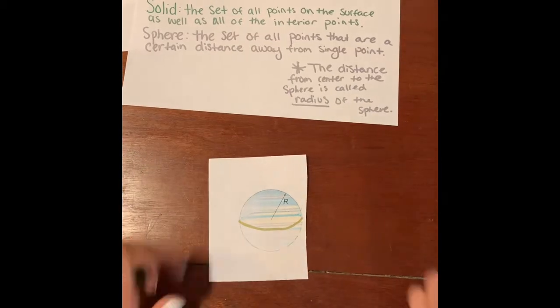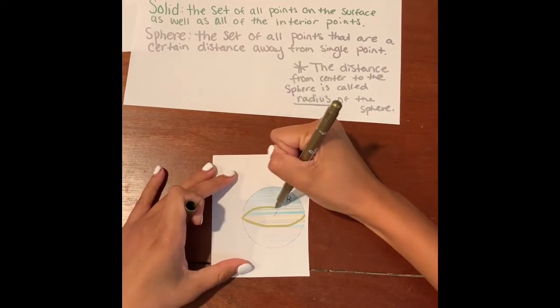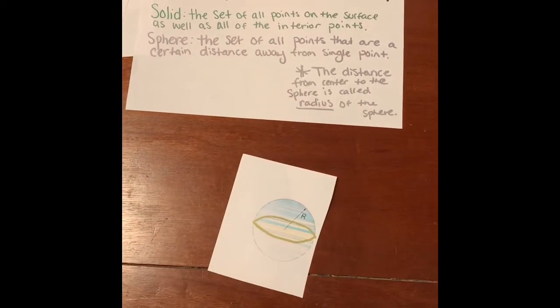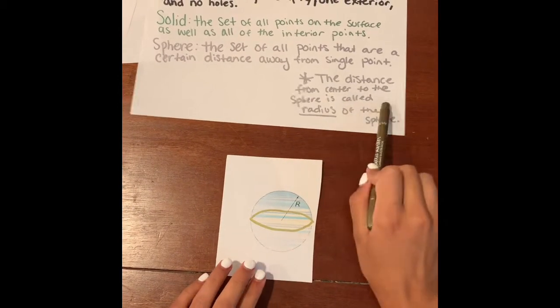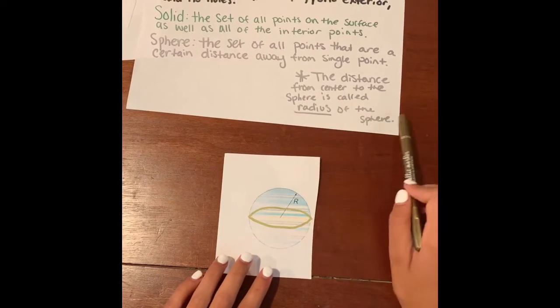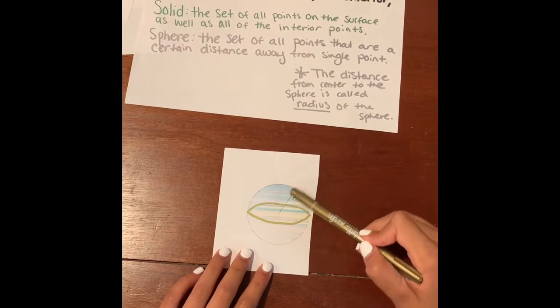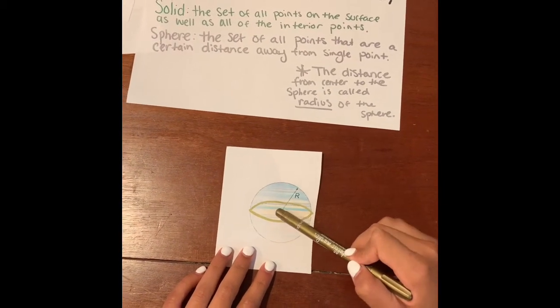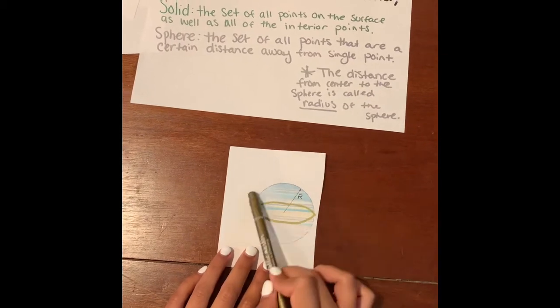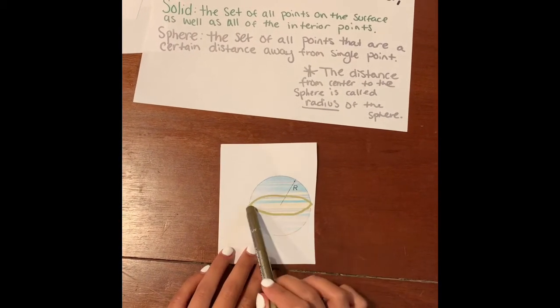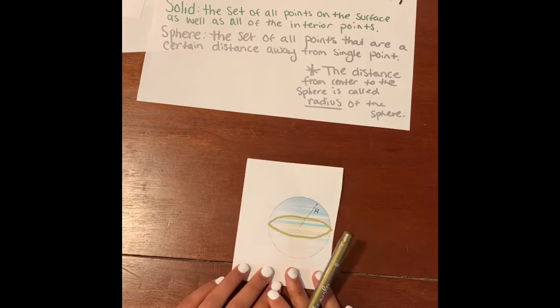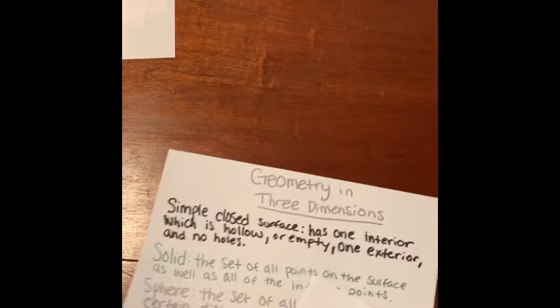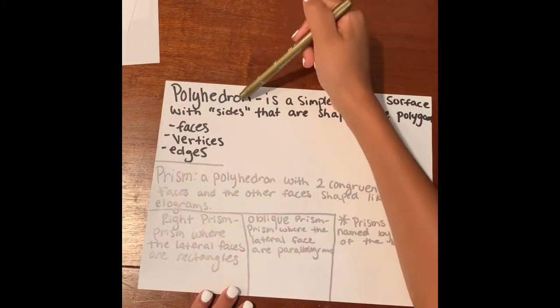Obviously, you can't see it well, but it's a 3D shape. The distance from the center to the sphere is called the radius of the sphere, which is this little part. It means the amount of distance from here to there. And this is just a printed picture of the sphere, but you could see it's 3D. Okay, that's one. Then we're going to go ahead to polyhedrons.